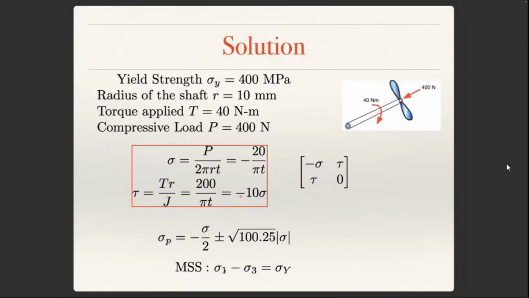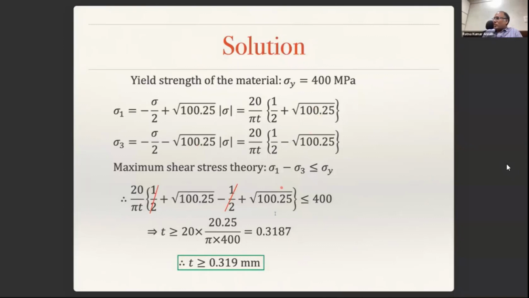And once you have the principal stresses, you can now calculate using maximum shear stress theory. Now you can also do that using distortion energy theory if you wish. By knowing the principal stresses or using the sigma and tau, you can calculate the equivalent stress, which will again be in terms of T, and then you need to solve that equation. Once you solve that equation, you will get the value of T. So you can also do that. What should be the thickness for it to be safe with a factor of safety of 1?